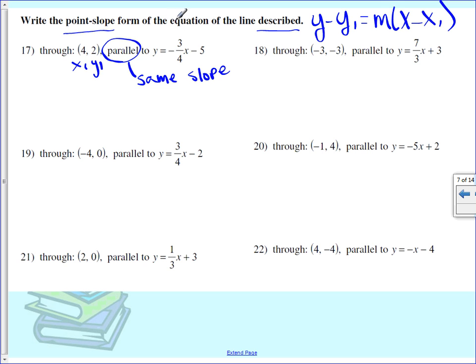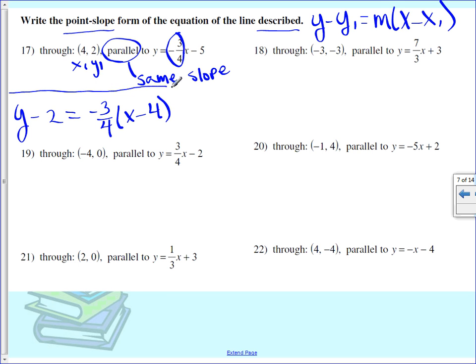So basically all I'm given is this. All I need is this from this equation, that's it. Then I'm going to write the rest of my information in this format, okay? So I have y minus y1, which is 2, equals negative 3/4 times x minus x1. Ta-da! That's your answer. That's it.